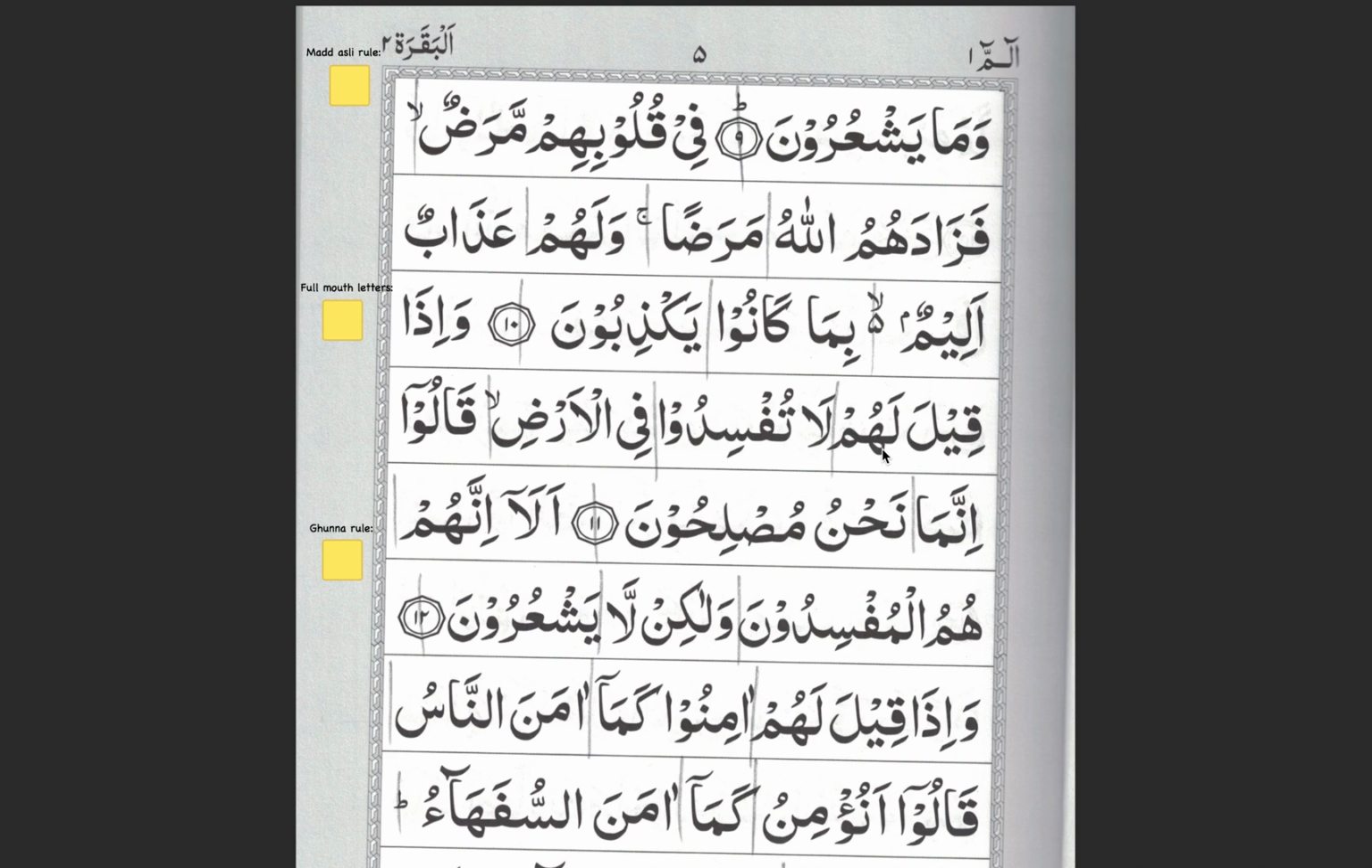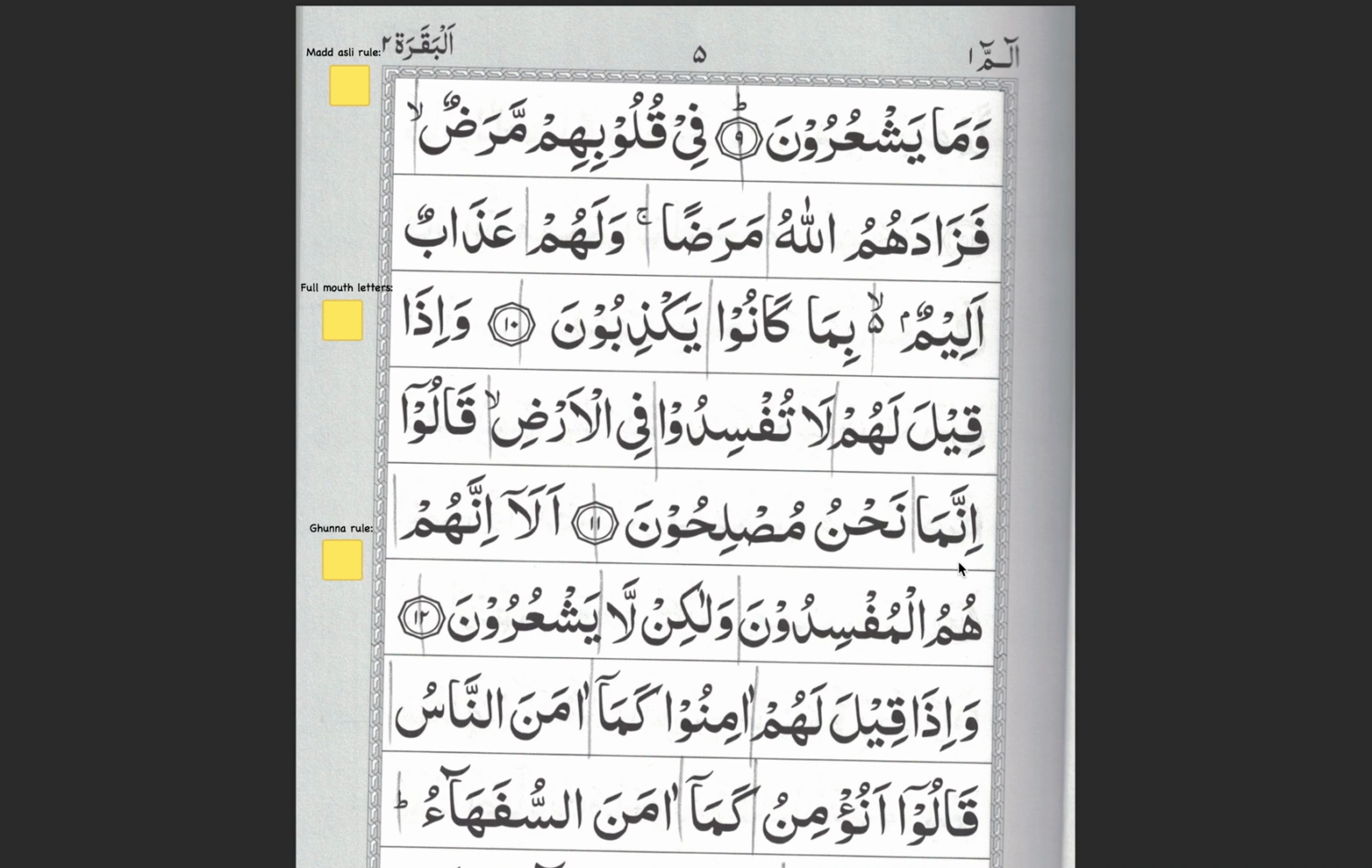قِيلَ لَهُمْ. Okay, next is the la, so it has to be stretched, the madda asli. La tufsidu. Fil ardi.